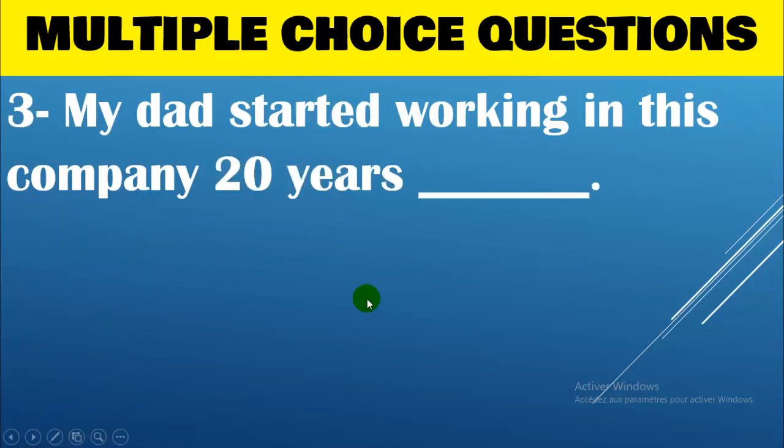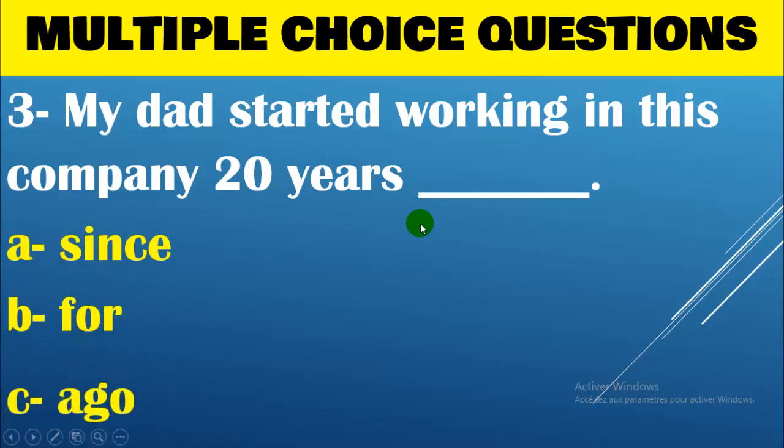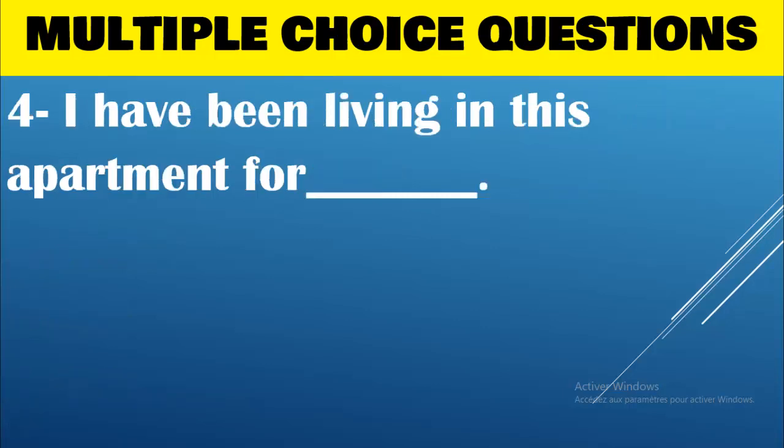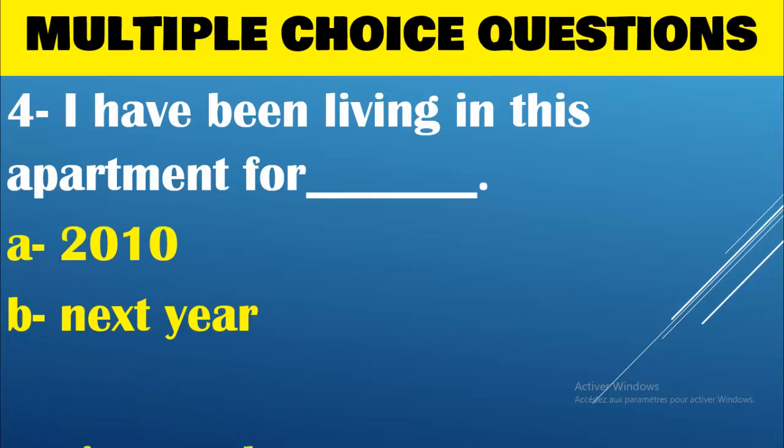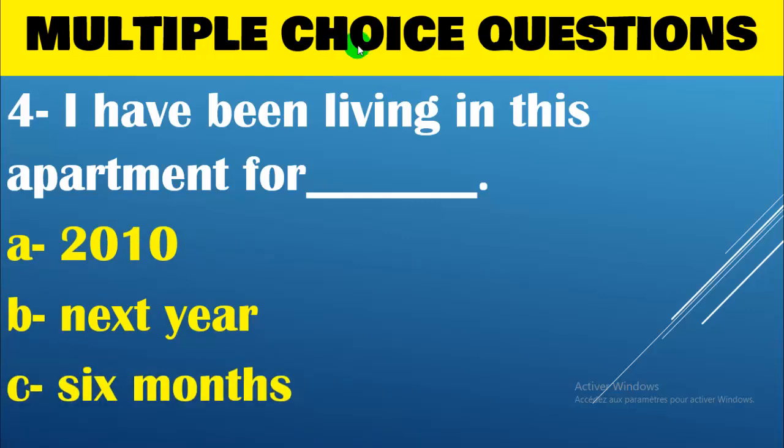Number 3, my dad started working in this company 20 years since, for, ago. It is C. Number 4, I have been living in this apartment for 2010, next year, 6 months. For is the duration. 2010, next year, 6 months are the durations, all of them. 6 months is the duration, pendant 6 mois.